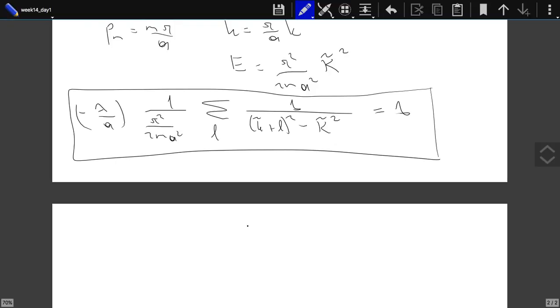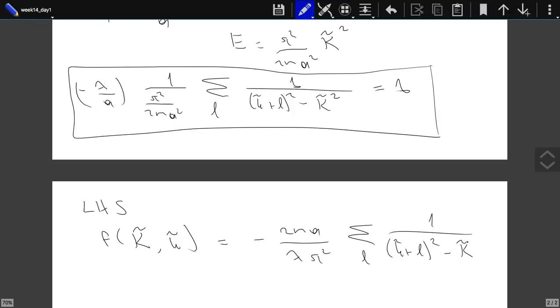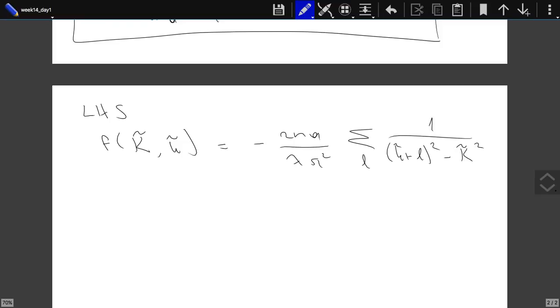Well, let's see, first of all, are there any solutions to this equation? Can we see whether there are any solutions for a given value of k, or how many of them there are? Let's see how the left-hand side looks as a function of kappa tilde. Let's call it f, a function of kappa tilde and k tilde. This is equal to minus 2ma over lambda pi squared, sum over L, of 1 over (k tilde plus L) squared minus kappa tilde squared. We want to solve for kappa for a given value of k. That would allow us to determine the energies, and they are related by this relation. This is what we need to solve.